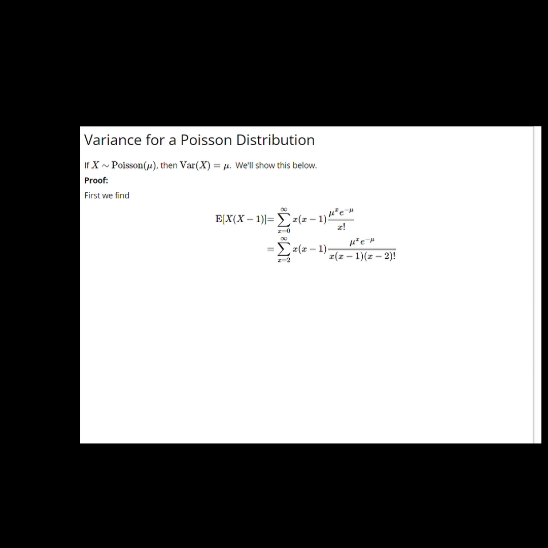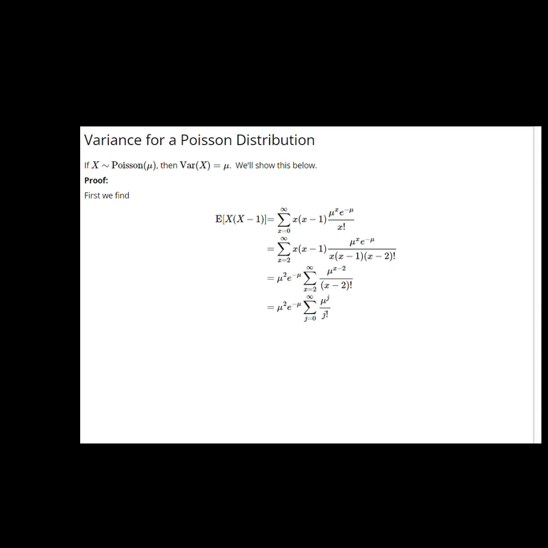And the next step is to expand x factorial in the denominator as x times x minus 1 times x minus 2 factorial. And now it becomes evident why we wanted to calculate E of x times x minus 1. We have a convenient cancellation between x times x minus 1 in the numerator and the same term in the denominator, leaving us with a sum, x goes from 2 to infinity, of mu to the power x minus 2 divided by x minus 2 factorial. You'll notice that we got mu to the power x minus 2 by removing mu squared from the summation and putting it out in front. We did the same with the factor e to the minus mu.